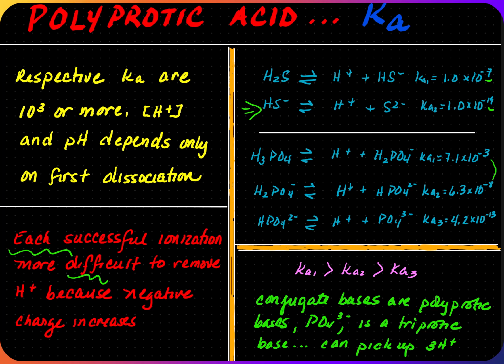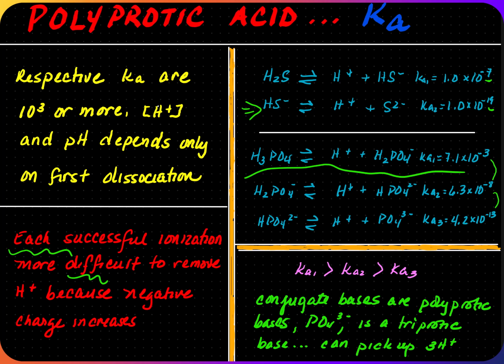These are much greater than 1,000. It will only depend on the first reaction. So even if you calculate the equilibrium table for the Ka2 and Ka3, it will make very little difference. So in general, Ka1 is always greater than Ka2, which is always greater than Ka3.